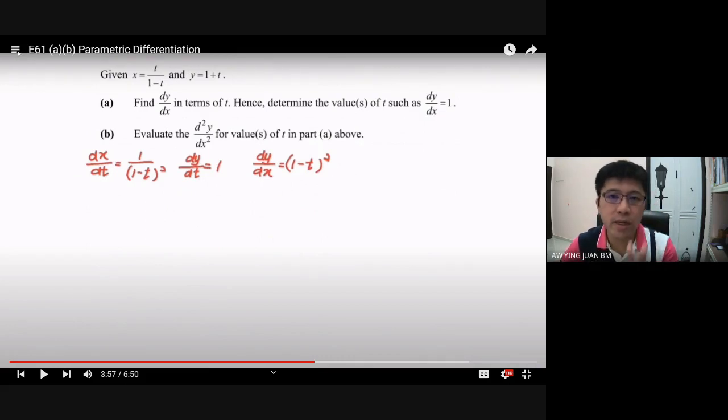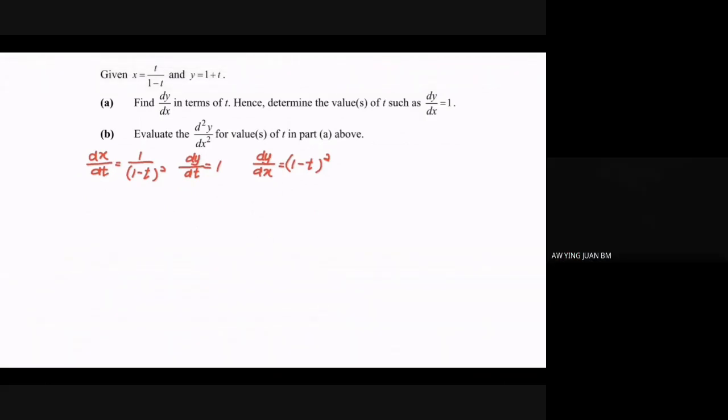Formula yang kedua ya untuk parametrics differentiation, kena buat remark. The values of t in part A above. Previously we already found dx dt is equals to 1 over 1 minus t bracket square, and the dy dt is equals to 1.